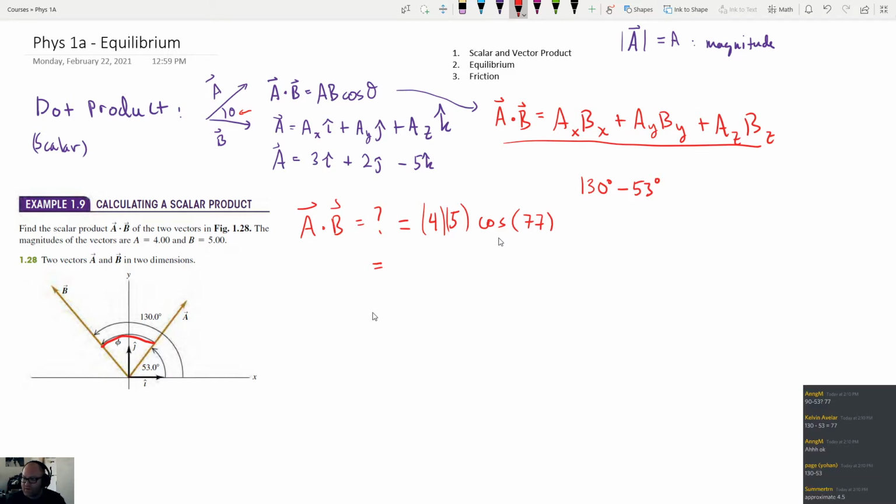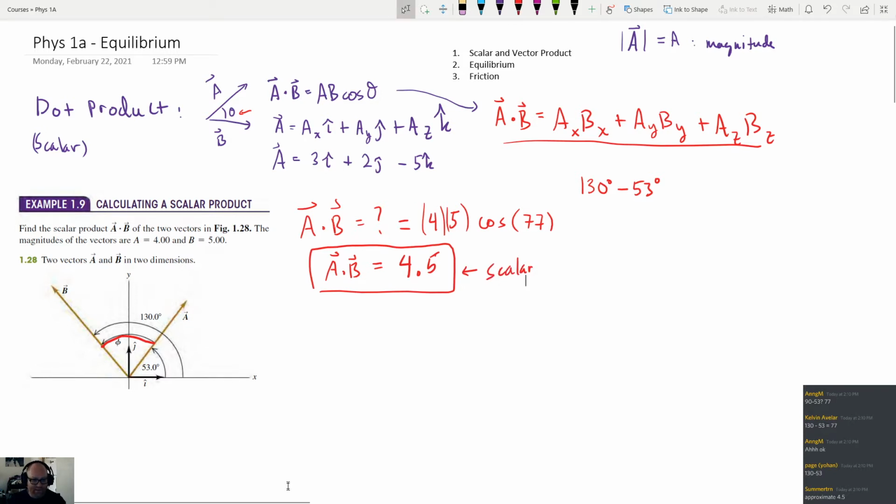I got 4.5. Yep. There you go. And again, notice that this would have units. I don't like problems that don't have units, but it's just kind of a math problem, so I guess it's okay. 4.5. And again, you have vectors here, and this is a scalar, so that's why we call it the scalar product.